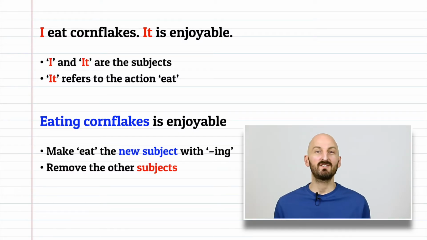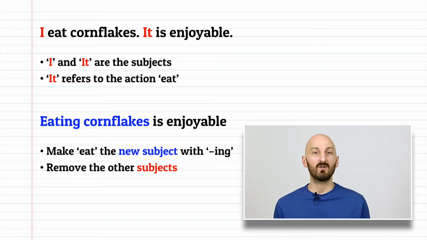There are two types of participles: present participles, which is the -ing form like doing, and past participles like done. Now, to understand how to use them, let's look at the -ing form first. I eat cornflakes. It is enjoyable. These are simple sentences and they show a general fact. There's no more information here.